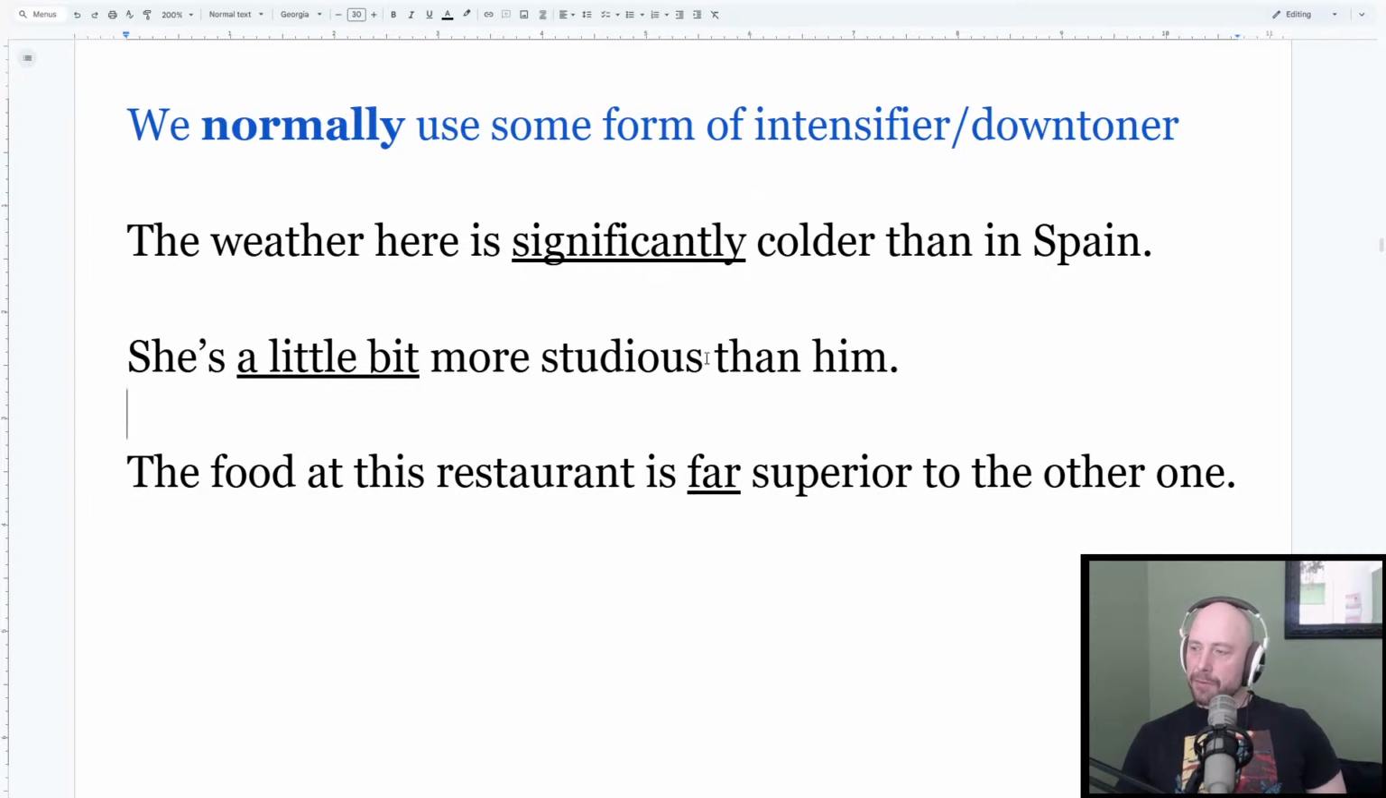And when we use the downtoner, that can also be a form of hedging, where in reality, we mean, yeah, she is more studious than him, but we use the downtoner to be more polite. That's called hedging. When we reduce the strength of our opinion for politeness, that's called hedging. Well, who's more studious? Well, she's a little bit more studious than him, to be honest. But really it means she is more studious than him. Okay, so intensifiers and downtoners.